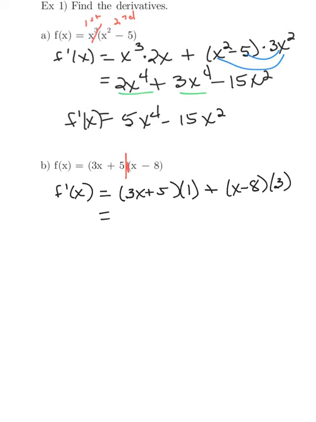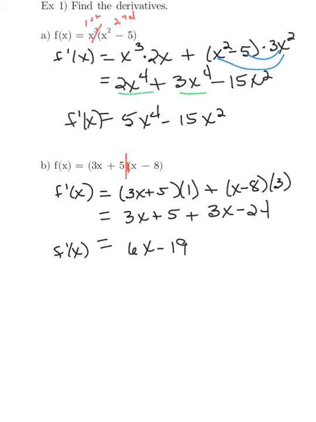So cleaning this up, 3x plus 5 times 1 is 3x plus 5. Distribute your 3, you're going to get plus 3x and minus 24. Combine the like terms, you get 6x minus 19. And that is your final answer for the derivative.